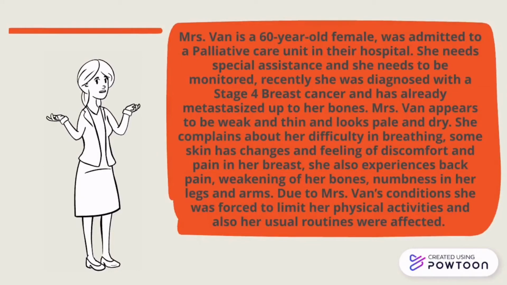Mrs. Van is a 60-year-old female who was admitted to a palliative care unit in the hospital. She needs special assistance and needs to be monitored. Recently, she was diagnosed with stage 4 breast cancer, which has already metastasized to her bones. Mrs. Van appears weak and thin, and looks pale and dry. She complains about difficulty in breathing, skin changes, and feelings of discomfort and pain in her breast. She also experiences back pain, weakening of her bones, and numbness in her legs and arms. Due to her condition, she was forced to limit her physical activities, and her usual routines were affected.